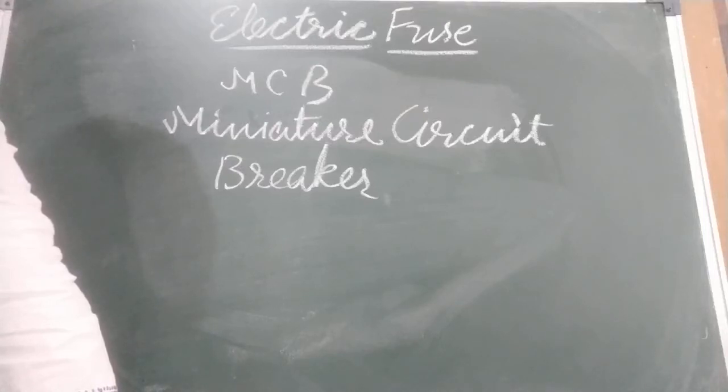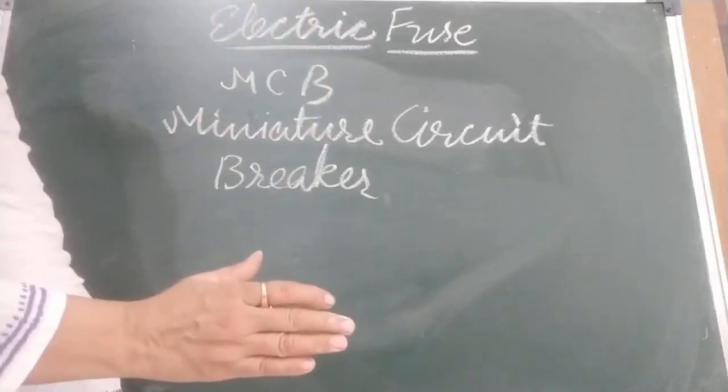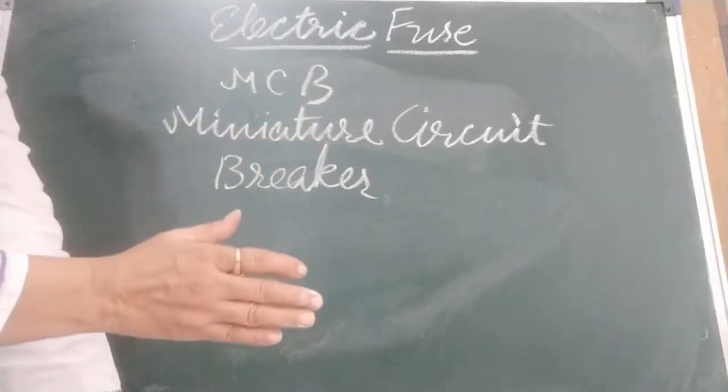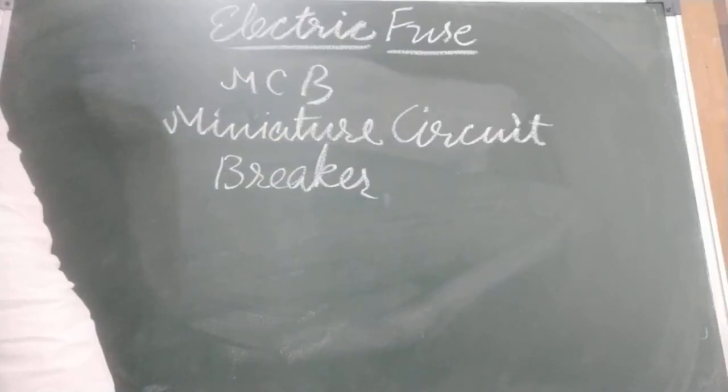Okay children, the fuse needs to be replaced after it blows. What is the problem in a fuse? That when it blows we need to replace it, but in a miniature circuit breaker, what happens is the switch goes off and it stops the current from flowing. This way it protects the device and the line. Is this clear to all of you?